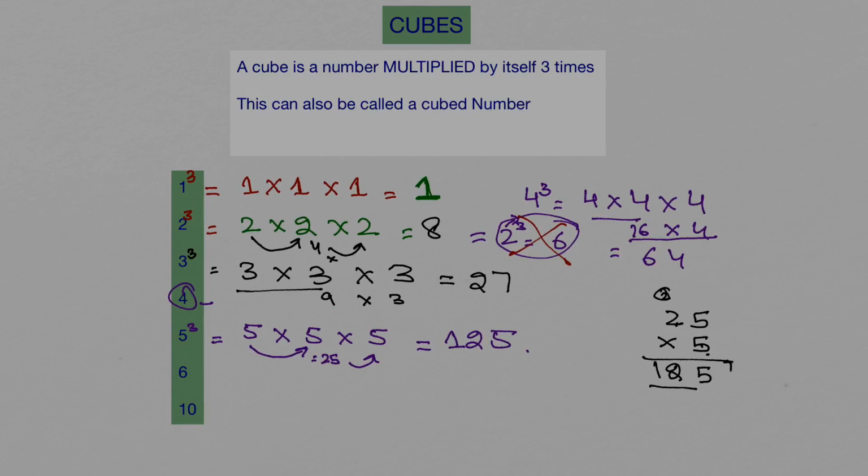cubes is basically timing a number by itself 3 times. That's very important. Please remember, a cube is a number multiplied by itself. How many times? 3 times. Please remember that.